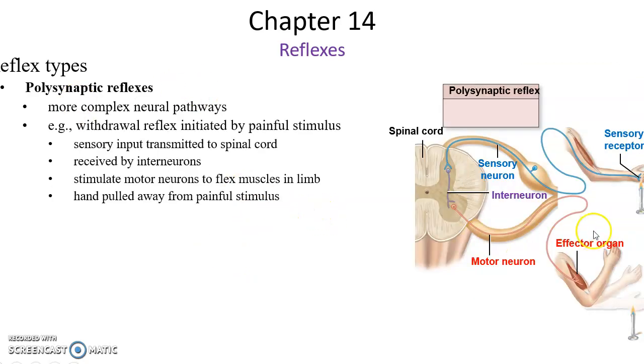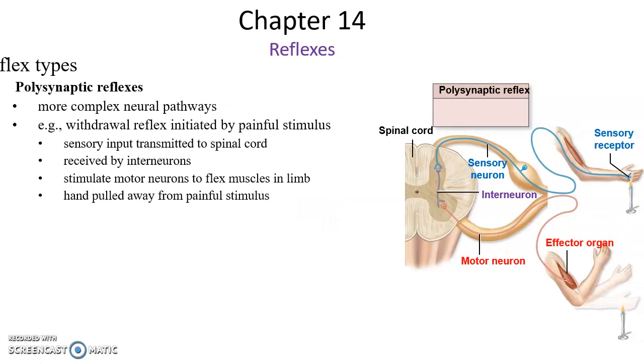Polysynaptic reflexes involve more than two neurons, so they are more complex. It can be very complex or somewhat complex. So the withdrawal reflex, when we touch something that hurts us, is somewhat complex. So you feel a sensation of pain. The sensory neuron carries the information to the spinal cord. It synapses with an interneuron, maybe multiple interneurons, and then an interneuron will synapse with the motor neuron that sends the command to the effectors to pull away from the painful stimulus. So a minimum of 3 neurons: sensory neuron, interneuron, and motor neuron. Although again, it can get more complex than that.